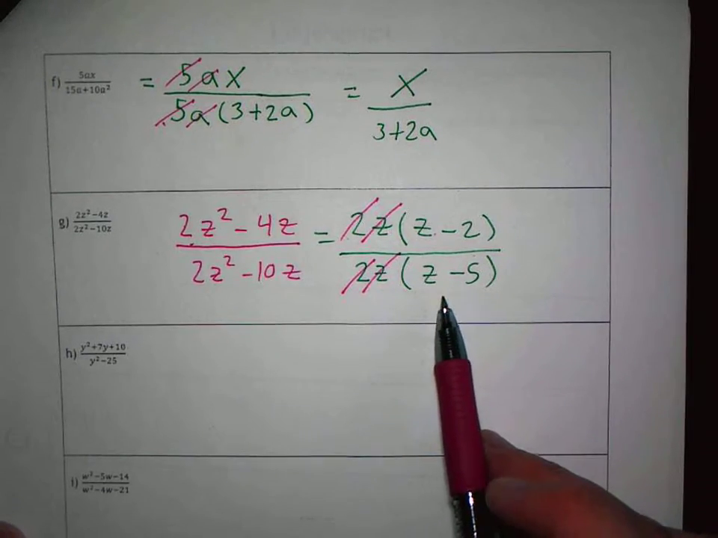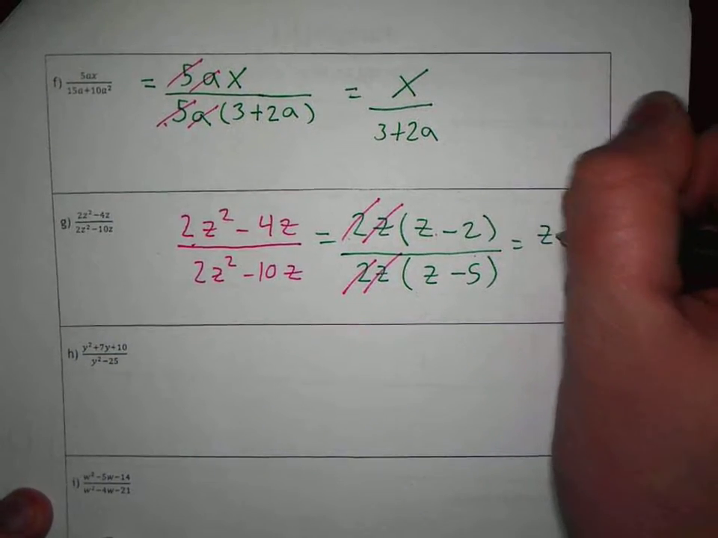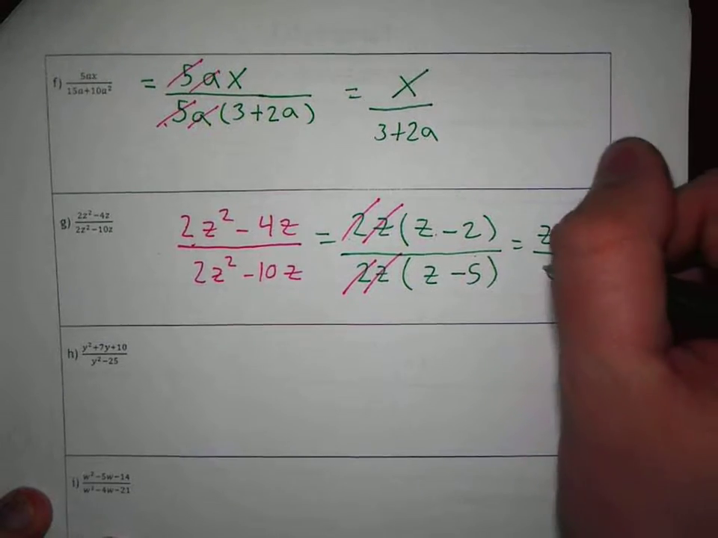I don't need the parentheses because there's nothing in front of z minus 2. There's nothing in front of z minus 5. So my answer is z minus 2 over z minus 5.